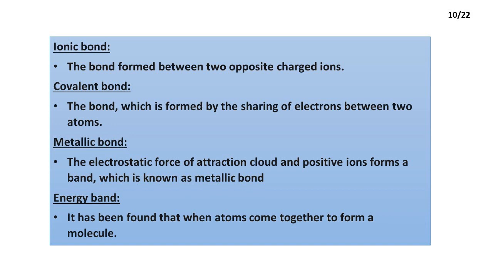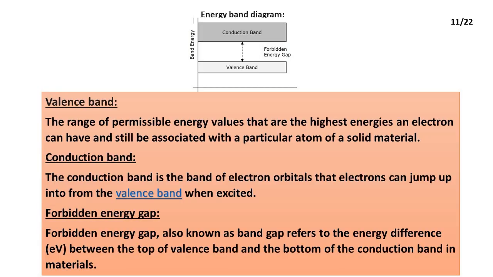Energy band. It has been found that when atoms come together to form a molecule, energy bands form. Energy band diagram is shown. Valence band. The range of permissible energy values that are the highest energies an electron can have and still be associated with a particular atom of a solid material.